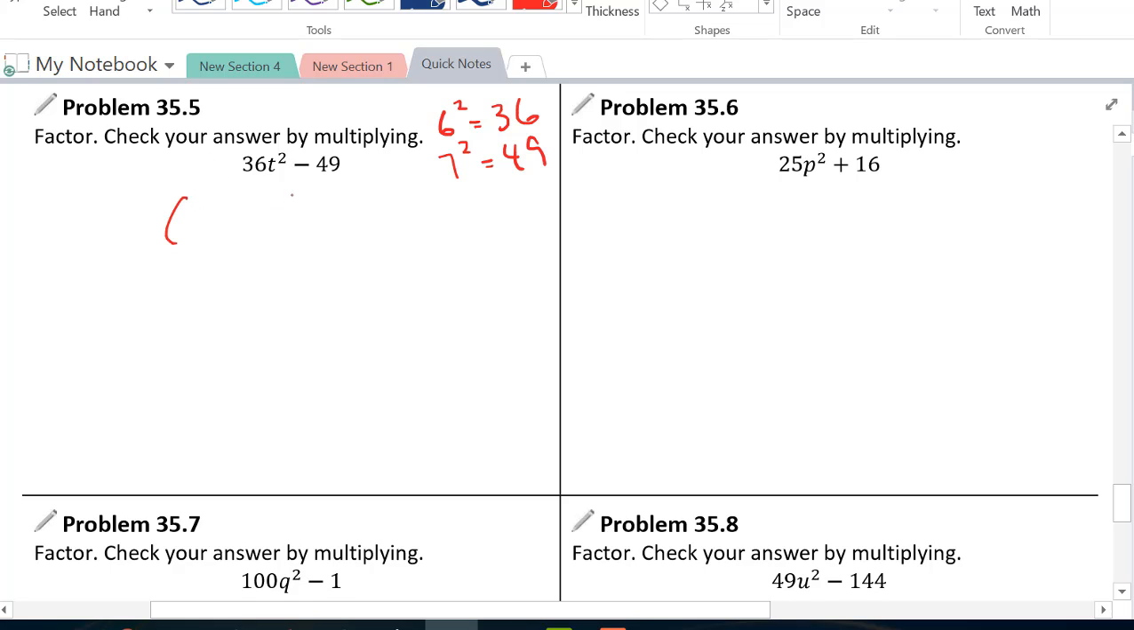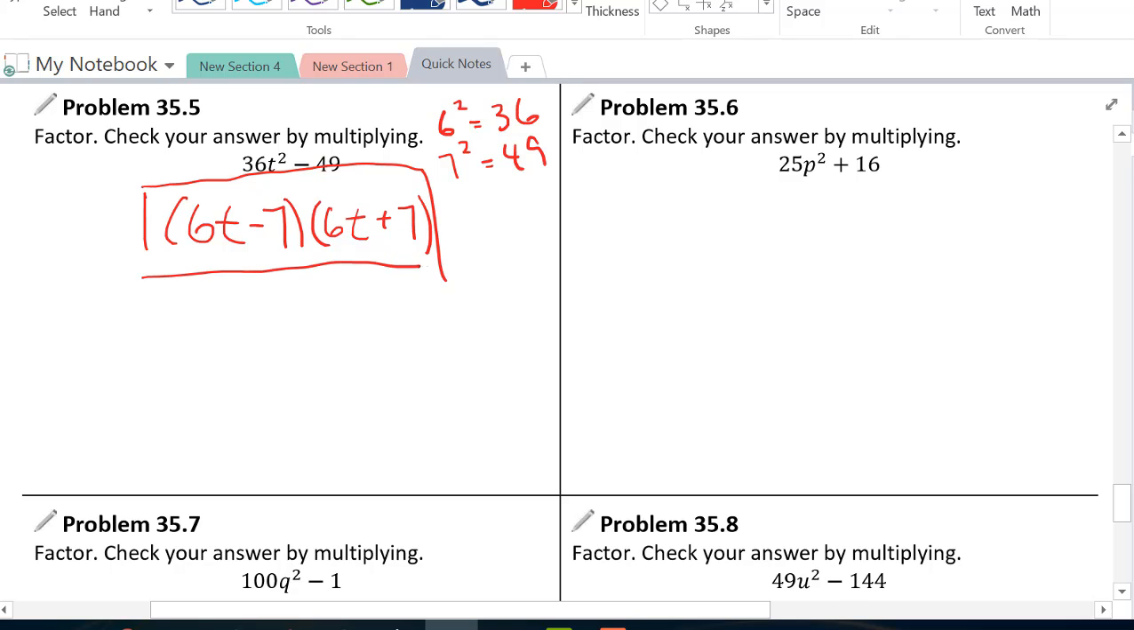So what do I do? I just put parentheses, parentheses. Now the square root of 36 is 6. Divide that square by 2, so you just get t to the 1. And then it's going to be minus 7, the square root of 49. And then the other one is just going to be 6t plus 7. And that's it. That's the answer. See, this is one of the easier methods of factoring. Most of the students get this pretty quick. So let's do the next one.